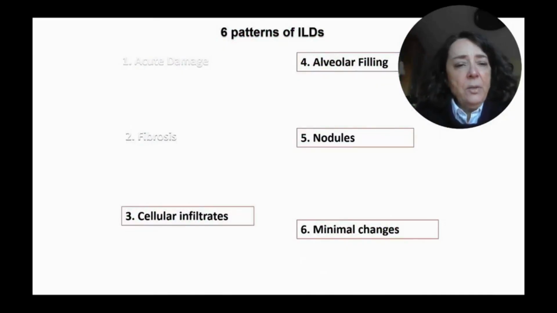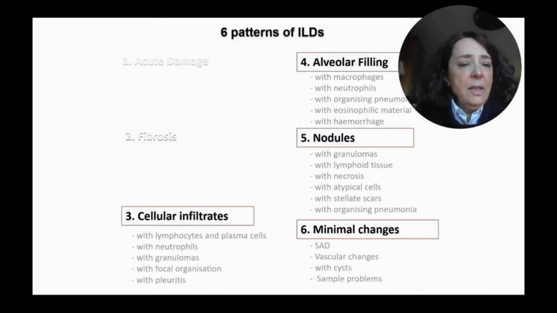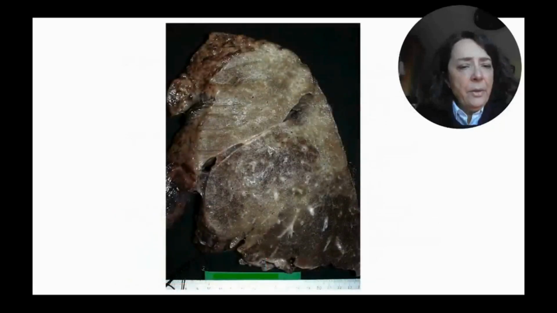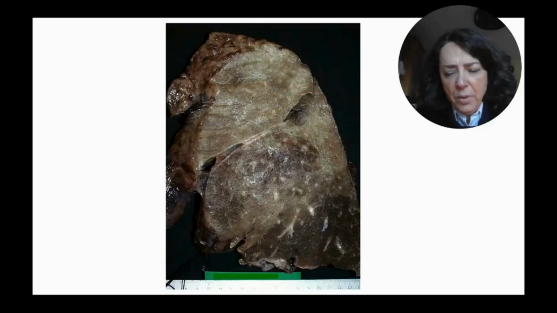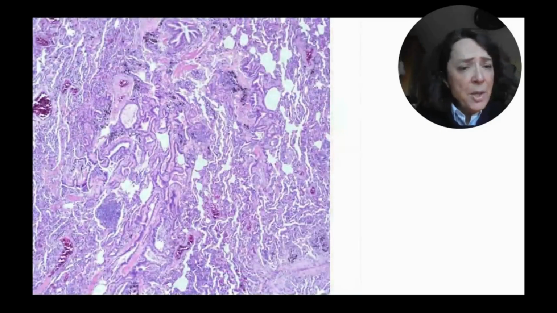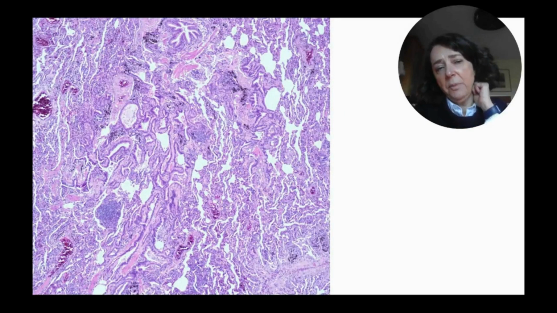So if we go to cellular infiltrates, we have seen several. We are going to see fundamentally cases like this one. This is a sarcoid. No, I think it was an NSIP patient with HP, but I don't remember. This is a diffuse condensation of the lung. In this patient, it was an HP, a hypersensitivity pneumonitis, I remember now.